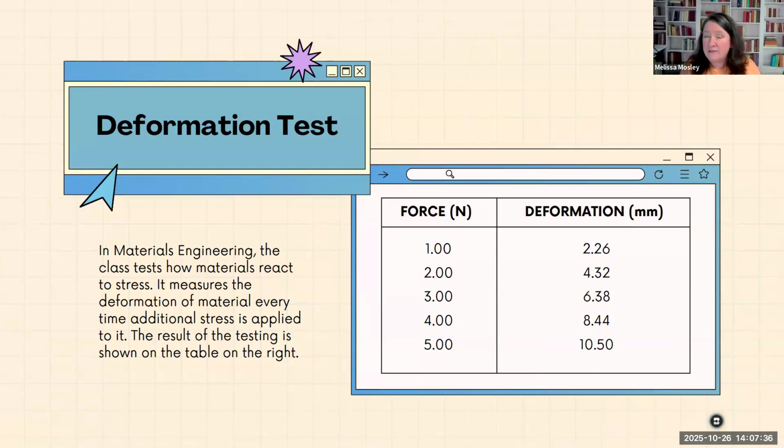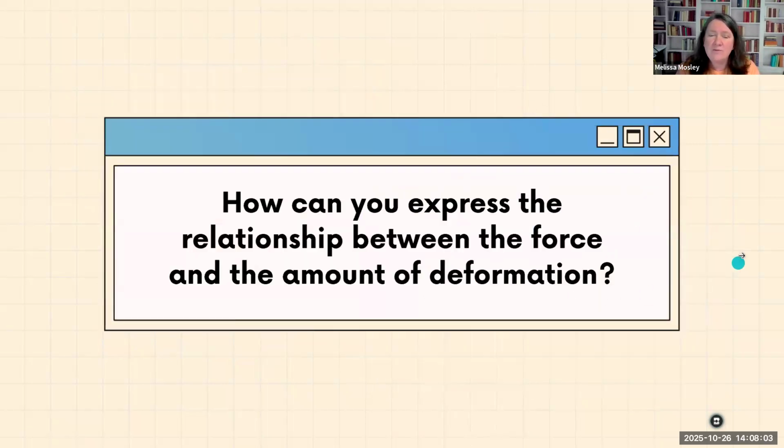So we've got our information here. And our deformation test will tell us how much force is necessary to get some deformation on the materials that we're using. So this is a real world application that you may come across in, say, a materials engineering class. So the big question is, how can you express the relationship between the force and the amount of the deformation?